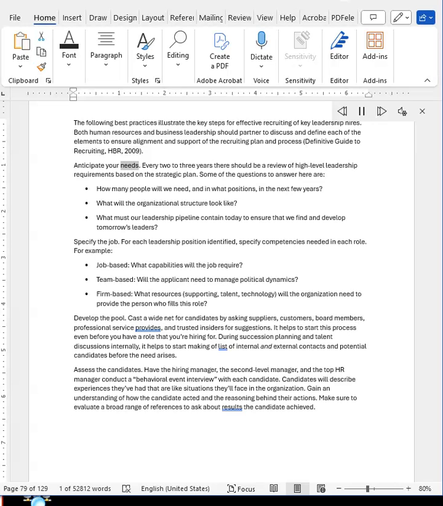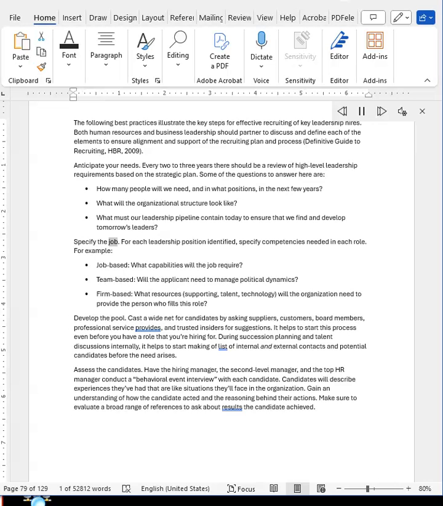Anticipate your needs. Every 2 to 3 years, there should be a review of high-level leadership requirements based on the strategic plan. Some of the questions to answer here are: how many people will we need, and in what positions, in the next few years? What will the organizational structure look like? What must our leadership pipeline contain today to ensure that we find and develop tomorrow's leaders?